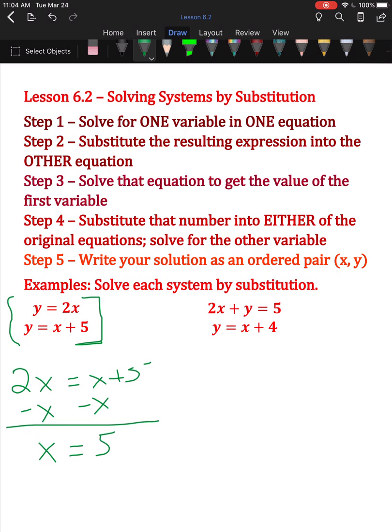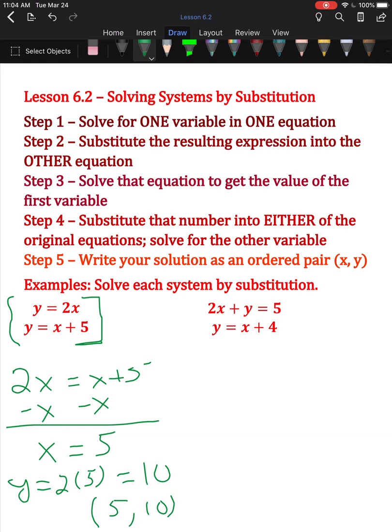We didn't need to solve for one variable in one equation because it was done for us. We did substitute. We solved. We know what x is. Now I need to take x and plug it back into either of the first two equations. It doesn't matter which. So I'm going to plug it back into y equals 2 times x, except I know x is 5. And I think we can just go ahead and say that's 10. Which means the solution here is the ordered pair 5, 10.